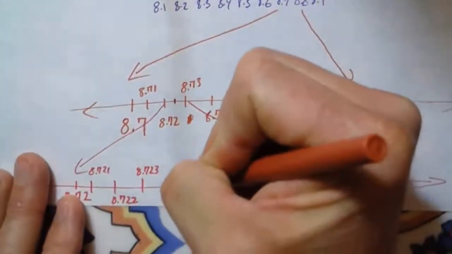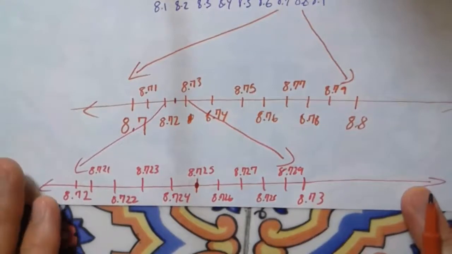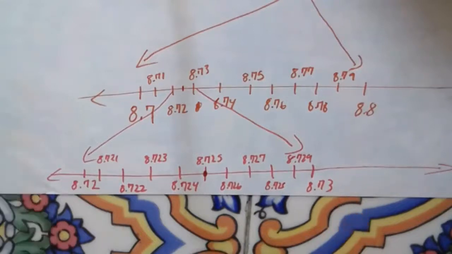Now, we finally found it, right? We have finally found the specific number. For everyone else, it was kind of like a guess, but here, this is exactly where it is. It is exactly in between. It's halfway in between 8 and 72 hundredths and 8 and 73 hundredths. So what do we do?